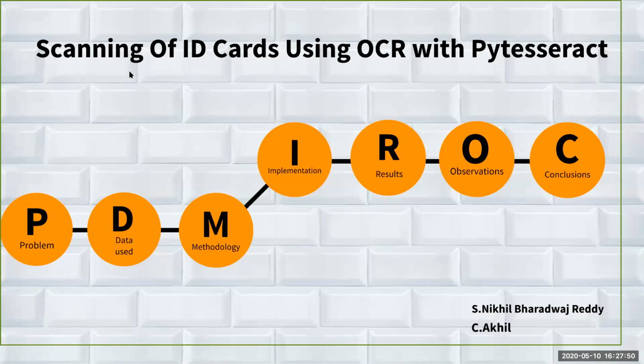Today, Akhil and I are going to present our project, scanning of ID cards using OCR. We mainly divided this project into 7 steps: the problem statement, data used, methodology, implementation, results, observations, and conclusions.